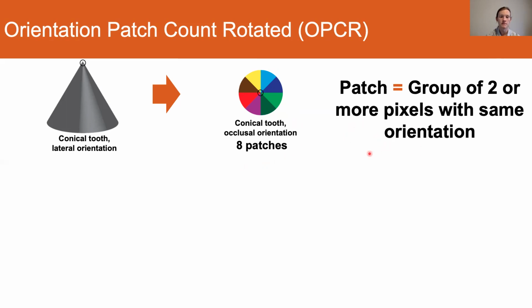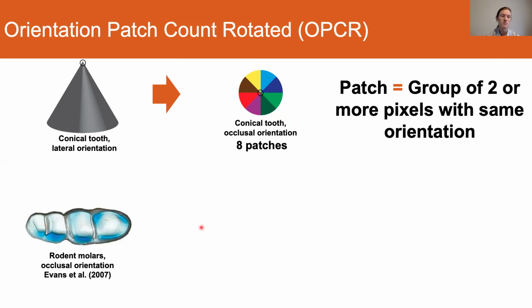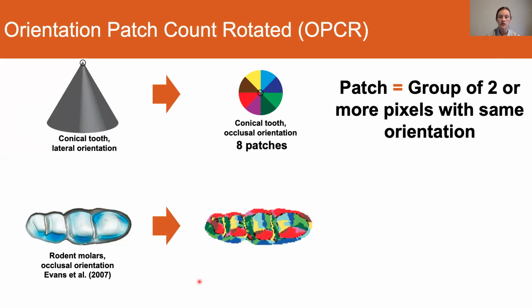Let's look at another example, this time rodent molars analyzed in the original paper where this method debuted by Evans et al. in 2007. Again, OPCR needs teeth from an occlusal perspective, and so imagine you're looking at these molars as if they're the prey item. As they are molars, their tooth surface is far more complex than the conical tooth, and so once OPCR is performed, we see that these molars have far more than 8 patches present. In fact, in their study, these molars were found to have 122 patches total.